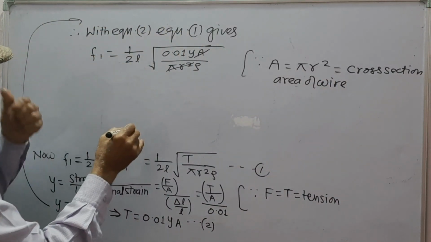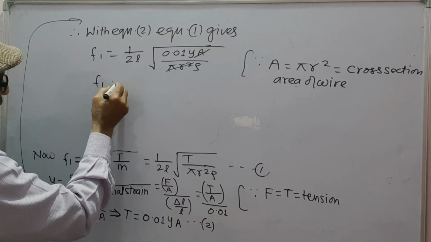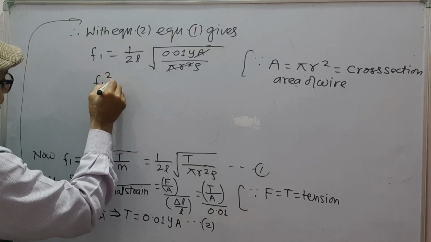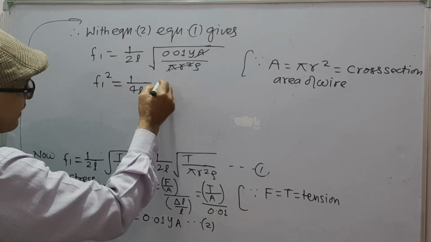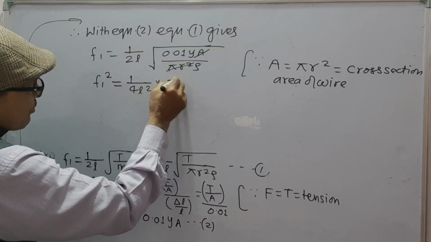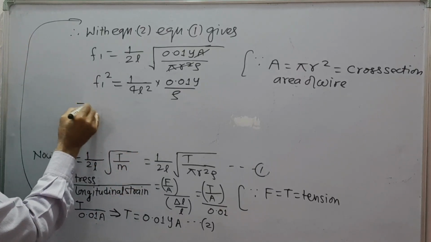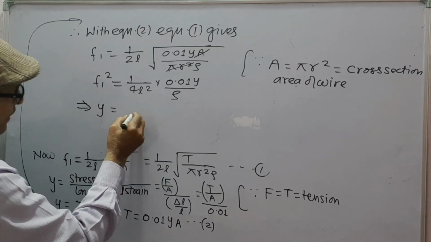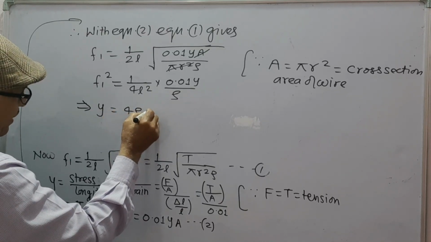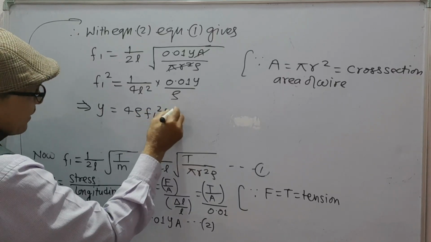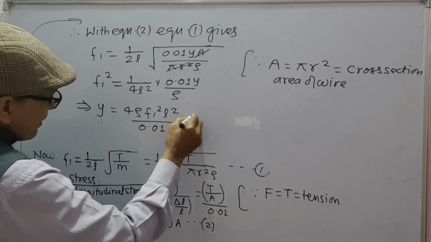So we get F1 square is equal to 1 upon 4 L square, on squaring both sides, into 0.01 Y upon rho, which gives Y as 4 rho F1 square L square upon 0.01.